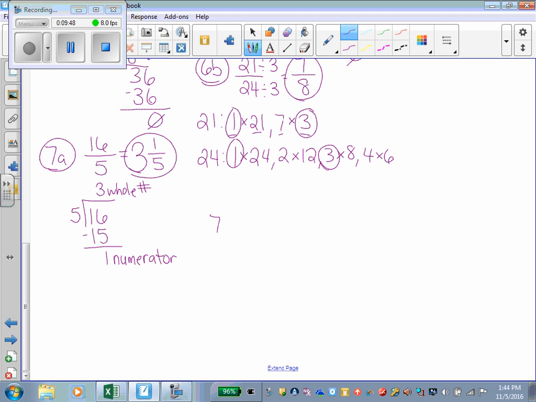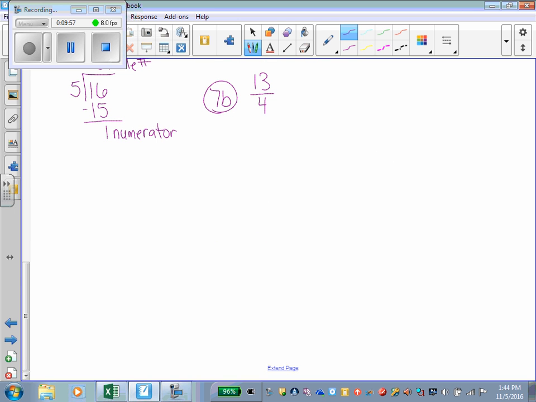Looking at 7b, you have 13 over 4, or again, 13 divided by 4. So doing the problem, 13 divided by 4, 4 can go into 13 3 times. 3 times 4 is 12. 13 minus 12 is 1. Again, your quotient is your whole number. Your remainder is your numerator. And your denominator stays the same. So your answer is 3 and 1/4.